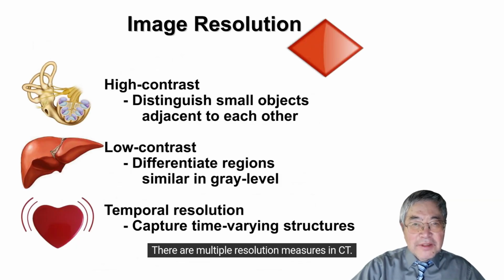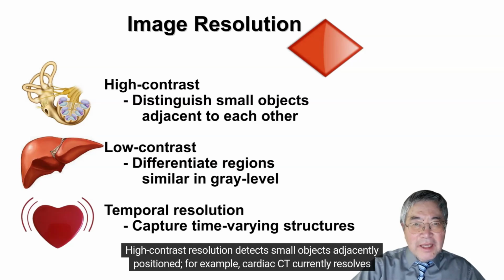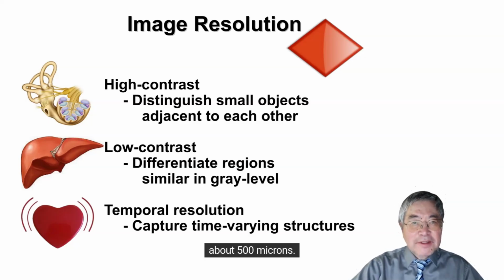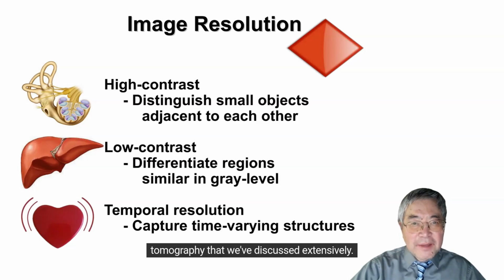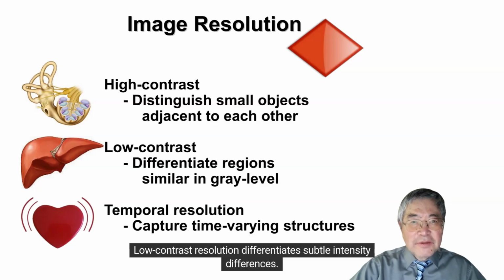There are multiple resolution measures in CT. High contrast resolution detects small objects adjacently positioned. For example, cardiac CT currently resolves about 500 microns. If you want to detect even smaller details down to 100 microns, you may need advanced methods like interior tomography that we've discussed extensively. Low contrast resolution differentiates subtle intensity differences.